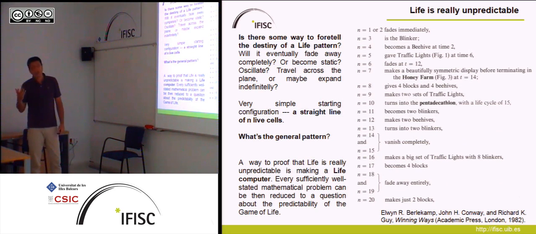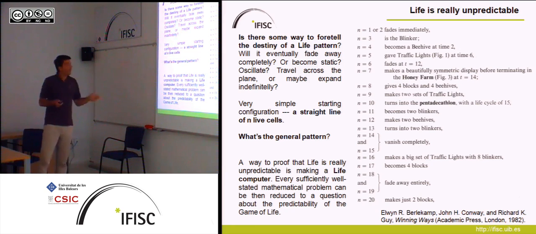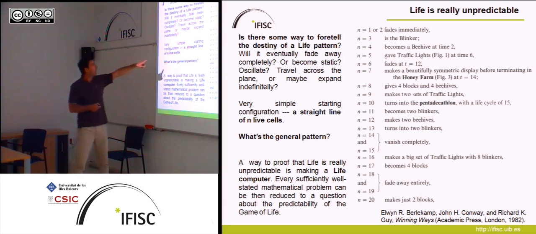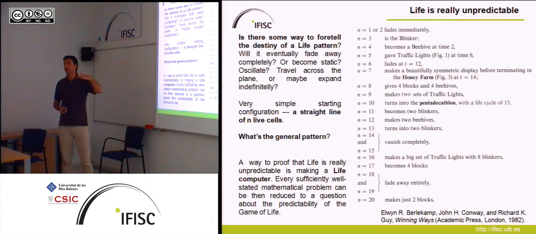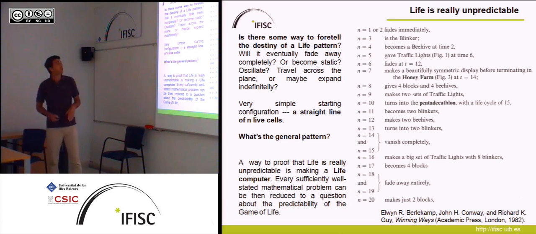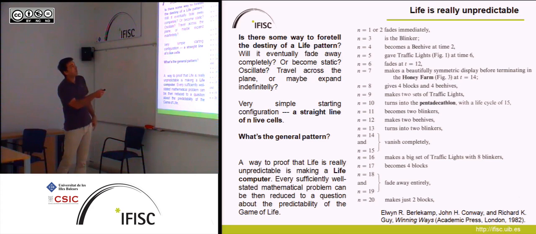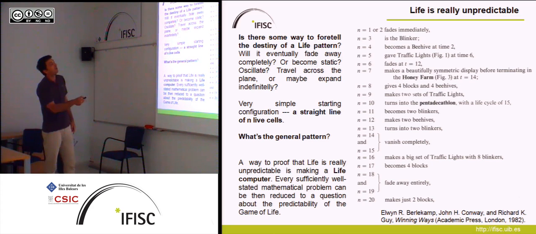Well, another property of this criticality is that the system is unpredictable. So the question is, is there some way to foretell the destiny of a life pattern? Will it eventually fade away completely? Will it become static, oscillate, travel across the plane, whatever? For instance, you start with a very simple configuration, a straight line of n living cells. There is no way to give a rule: 5 cells will do this, 6 will do that, 7 will do that. This is the outcome of a straight line with different numbers from 1 to 18. Some fade, this becomes a blinker, this case traffic lights at 6, this phase at 12, and so on.